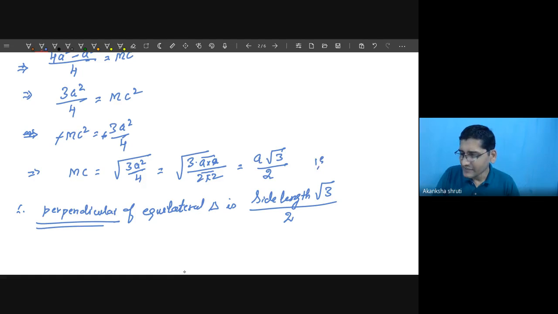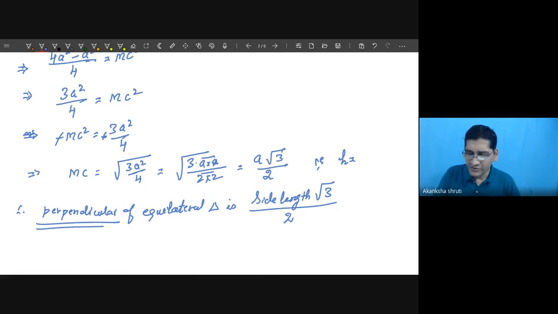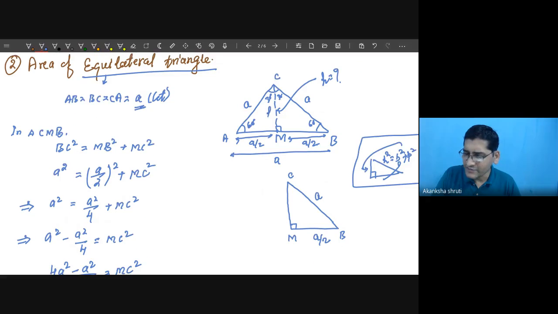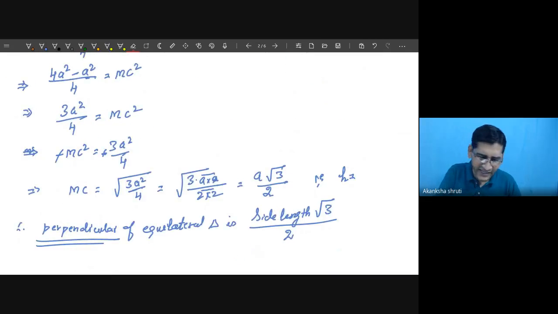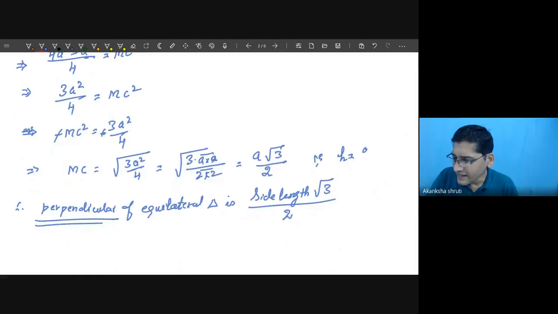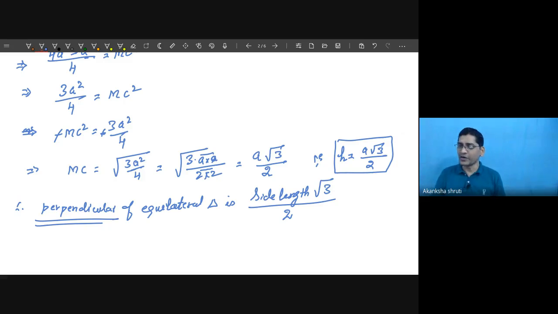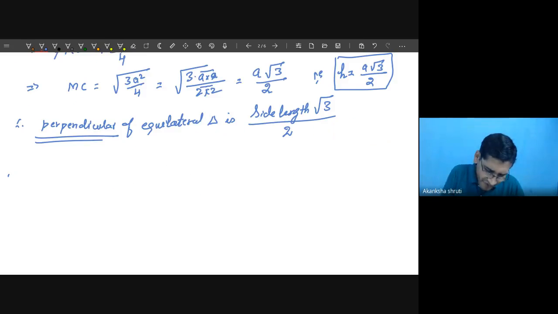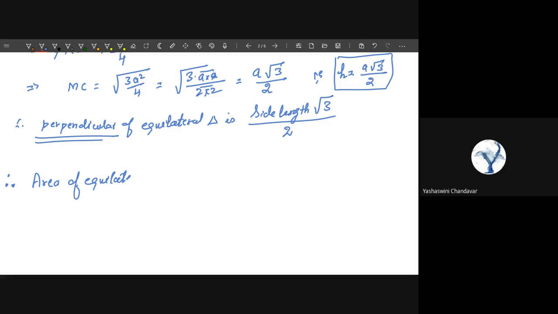That is, what is the height for this triangle? If we are denoting this by h, then what is the height for this triangle, students? The height for this triangle we had calculated here as A root 3 by 2. Is it okay? So this you have to keep in mind. Do not forget. Therefore, what will be the area of an equilateral triangle? Side length root 3 by 2.